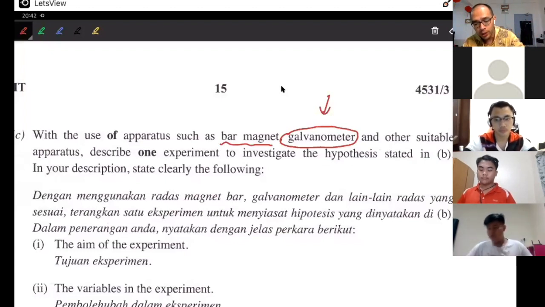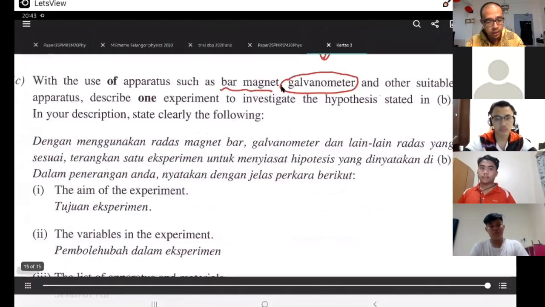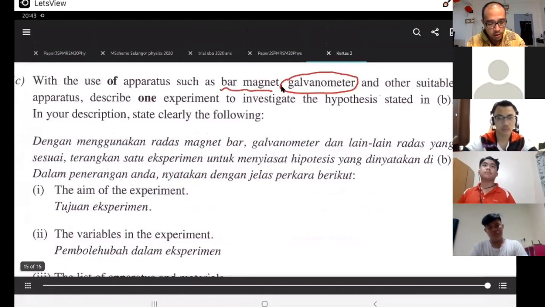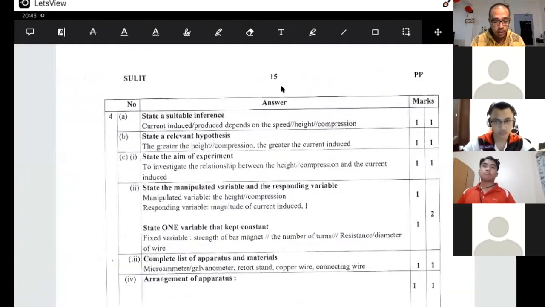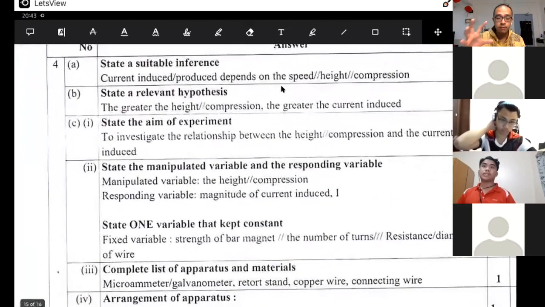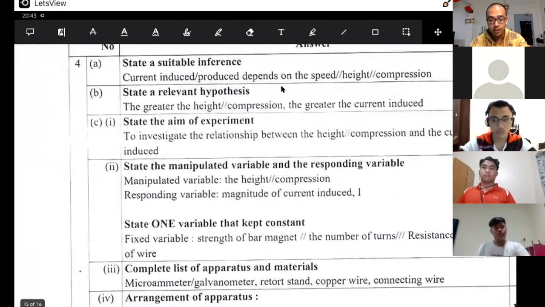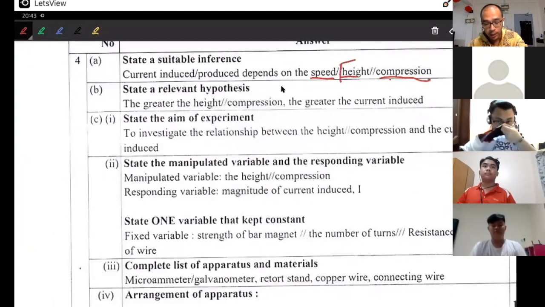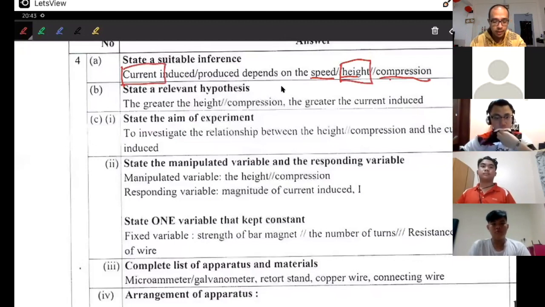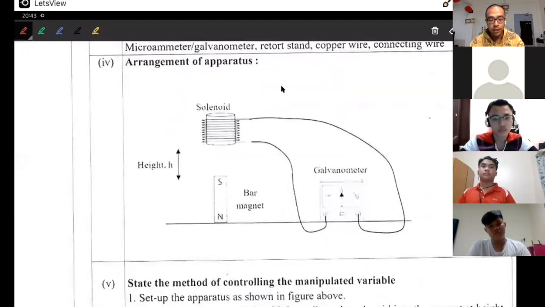So I'm going to show you the answer, and you can screenshot this if you want, or you can download this scheme also. I think I included the marking scheme. Okay, so this is the marking scheme, this is how it looks. The current depends on the speed, the height, or the compression. But actually, I want this one. If you want it easy, it's best to just say height, because the setup of the experiment is like this.